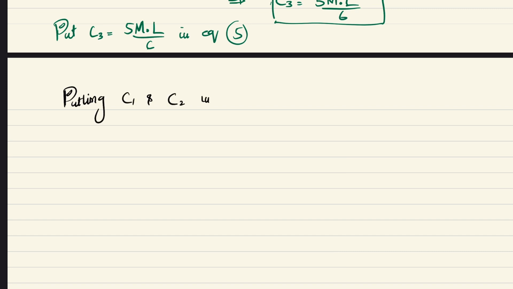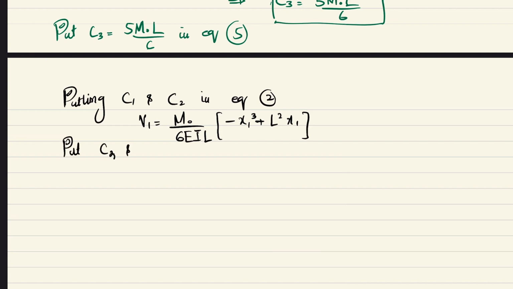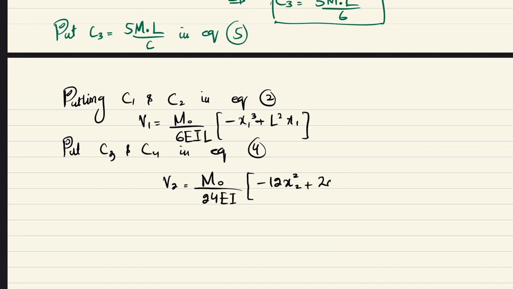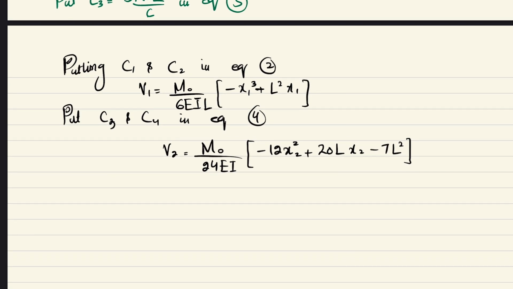Putting C1 and C2 in equation number 2, you will get V1 is equal to m naught over 6 EI. This is the simplified form. When you put the values and simplify, you will get this one. Now put C3 and C4 in equation number 4. When you put it, you will get V2 is equal to m naught over 24 EI. This is the final expression, I have already solved it. You have to do a little bit by yourself so that you have a clear understanding. Okay, so these are V1 in terms of x1 and V2 in terms of x2.